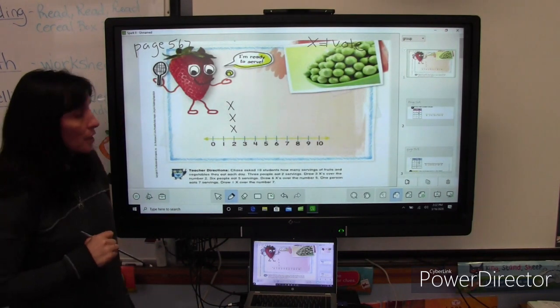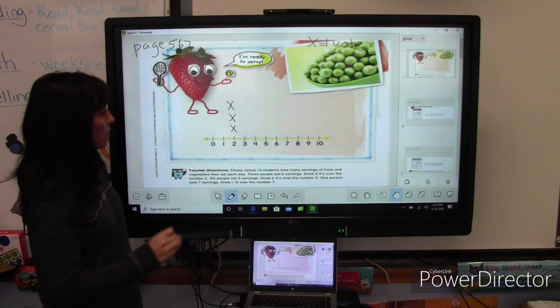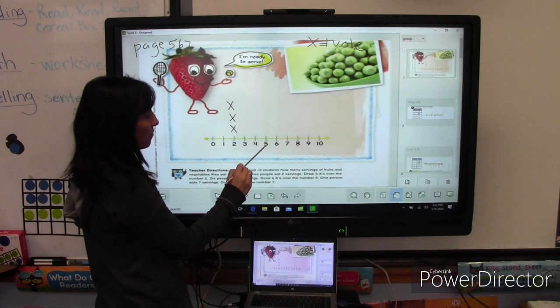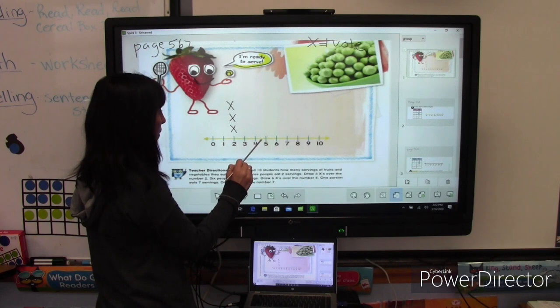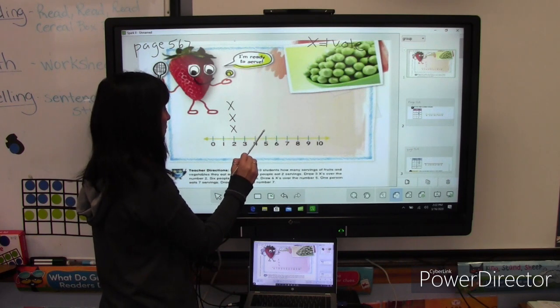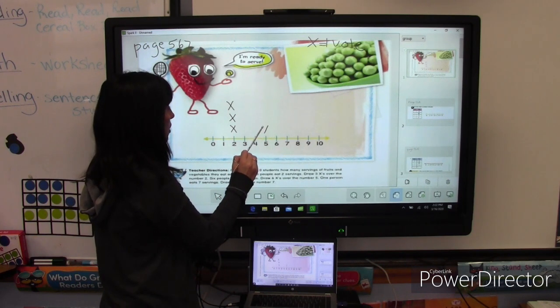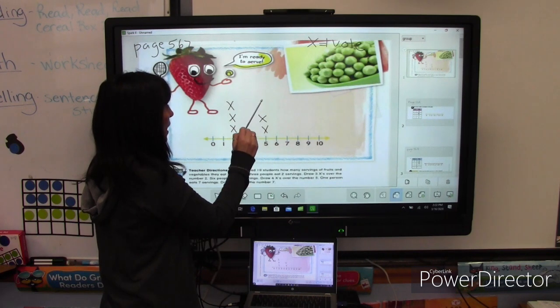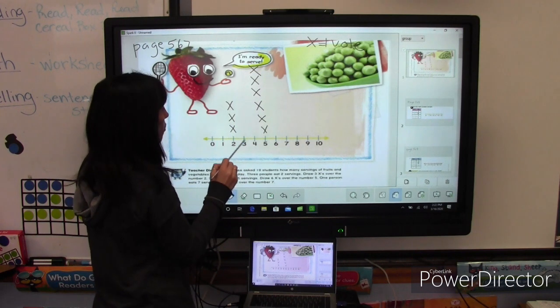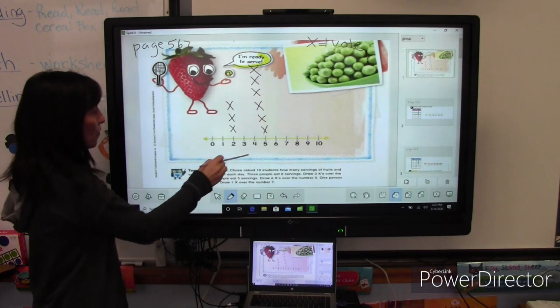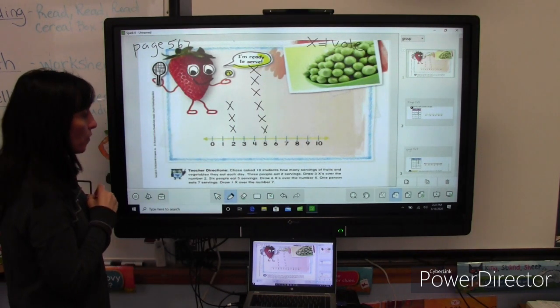Then they tell us that 6 people eat 5 servings. So I'm going to go over until I find the number 5 for 5 servings. And I'm going to put 6 people eating those 5 servings. I'm going to make sure that I put my X's in line with each other so that I can tell which one has the most votes without having to count. This way I can just look and see very quickly that 5 servings has more votes than 2 servings.